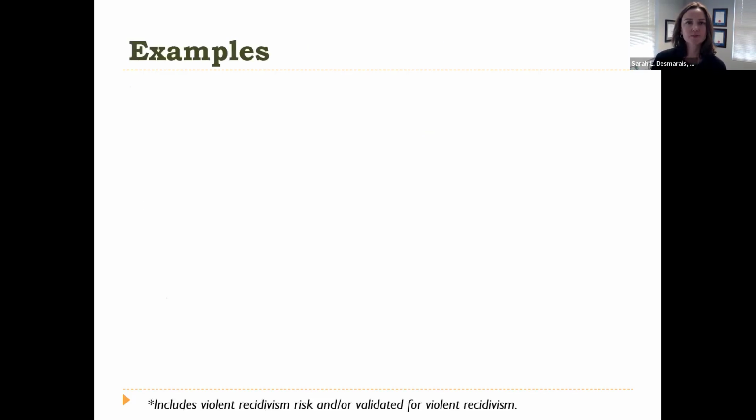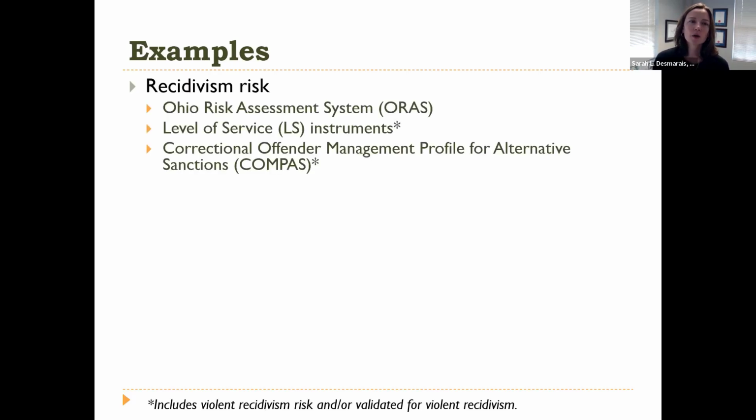Okay, so I wanted to give you all a few examples. And I know we're going to talk about the START, so I'm going to include that here, but I wanted to just give you a flavor of the truly hundreds and hundreds of instruments that are out there. So we have tools that are specifically designed to predict recidivism risk. And here this means reoffending and generally just general offending. So no specific kind of crime, just these are individuals who typically have been previously convicted, and now we're looking at whether or not they're going to commit new crime.